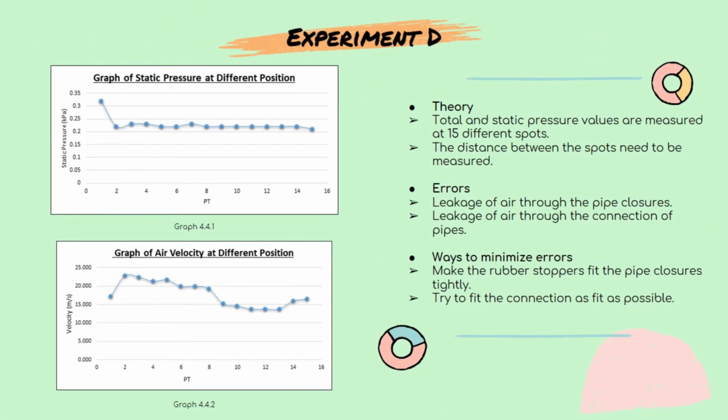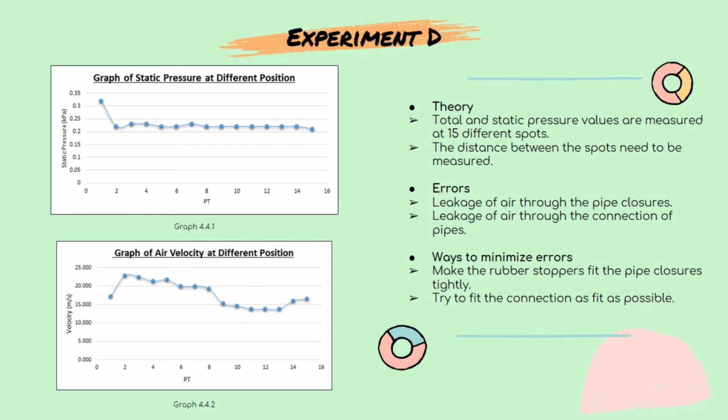Next, in experiment D, we have to measure the static and the total pressure in 15 different positions in the pipe by using the manometer. The distance between the spots is measured because not all the positions have the same distance.